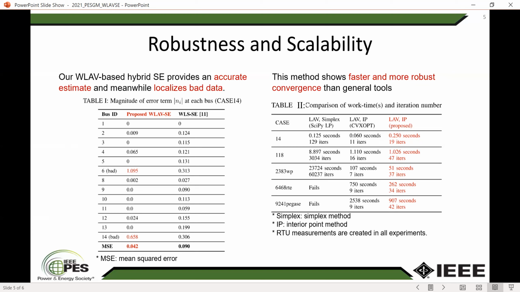Further, we test on larger networks to show the efficiency of our proposed solver. We can see in the right table the results of work time and number of iterations. Simplex method cannot work well in large networks. The number of iterations grows drastically and it fails on larger networks. The general interior point solver is better, but it remains time consuming due to a lot of line search mechanisms. In comparison, our proposed method takes less time to solve and ends up more efficient.